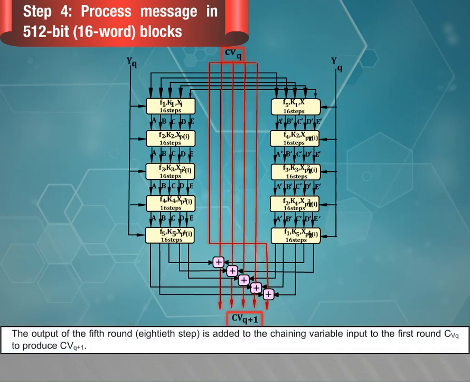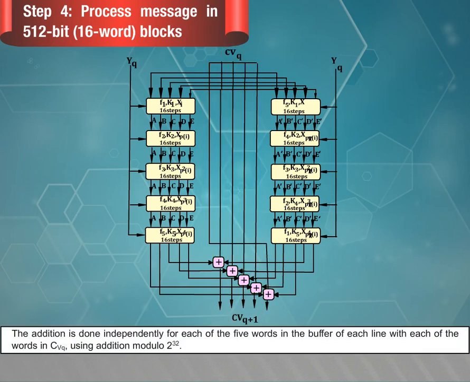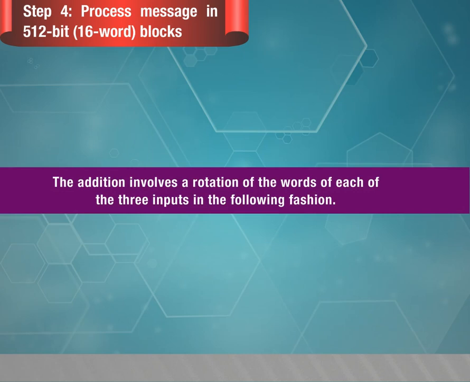The output of the 5th round, that is the 80th step, is added to the chaining variable input to the first round CV_q to produce CV_q+1. The addition is done independently for each of the 5 words in the buffer of each line, with each of the words in CV_q using addition modulo 2^32. The addition involves a rotation of the words of each of the 3 inputs in the following fashion.